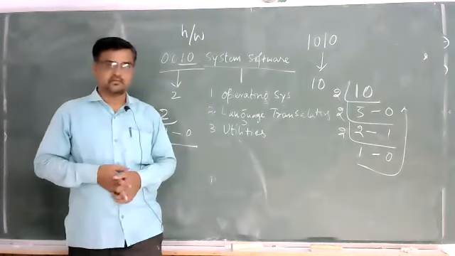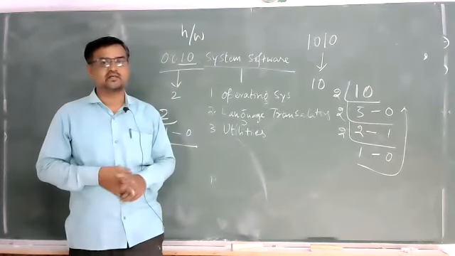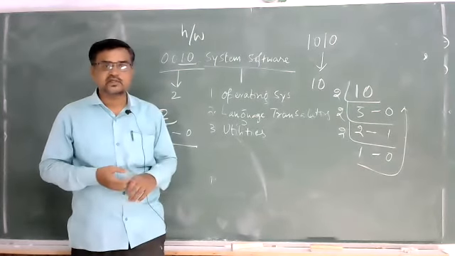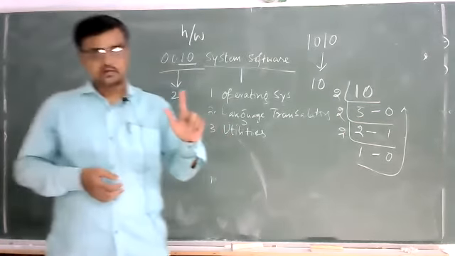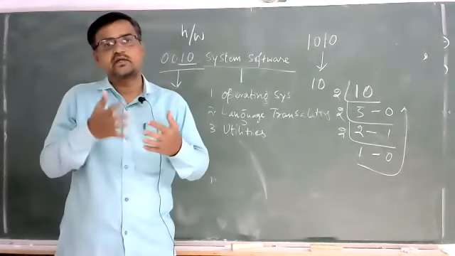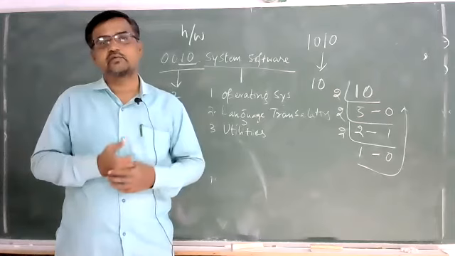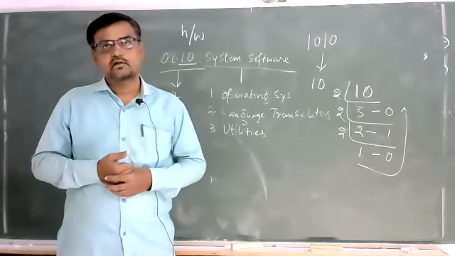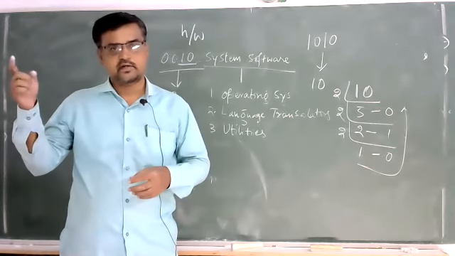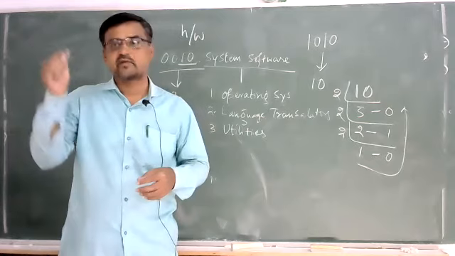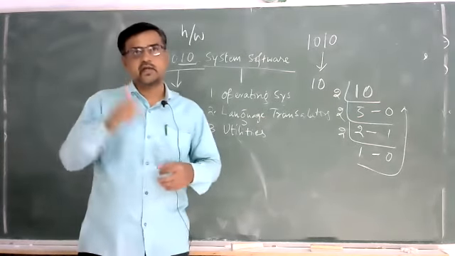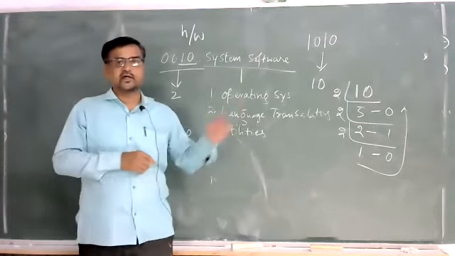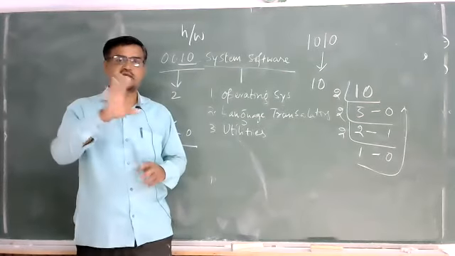Binary number system. As a part of a binary number system. A binary number system is what? 1 and 0. Correct? So what is the current number system that we are using? 0 to 9. Correct? Decimal number system, which is having base 10. So if you have 0 to 1, it is having base 2. So it is part of binary number system.